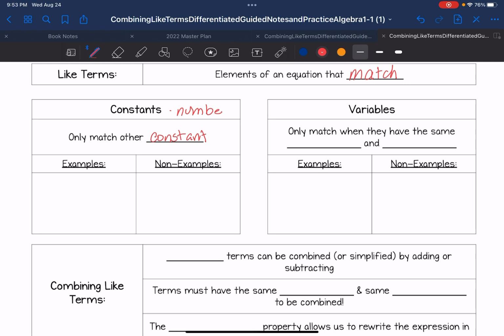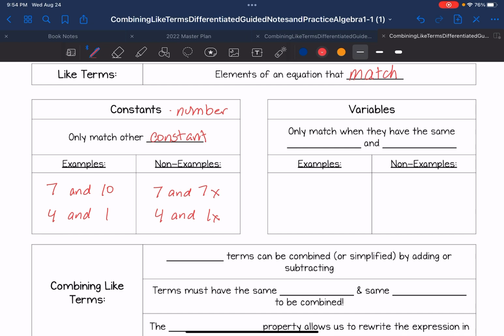It's a number. So some examples of a constant are 7 and 10, or 4 and 1. So any number. Non-examples would be you cannot combine 7 and 7x. They do not work. Or we cannot do 4 and 1x. Those do not combine.